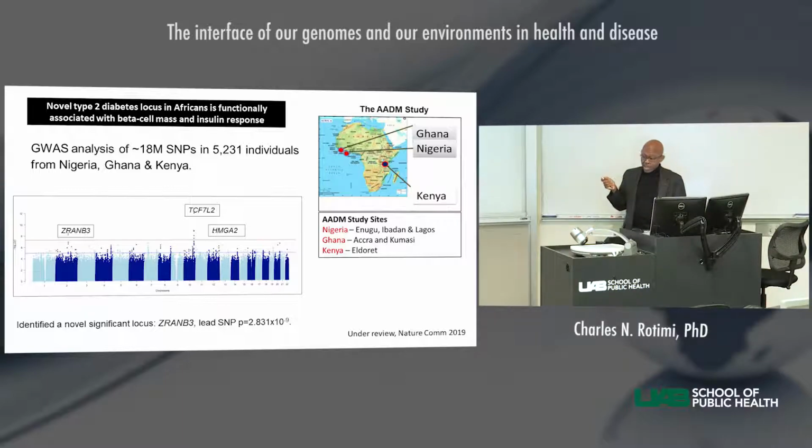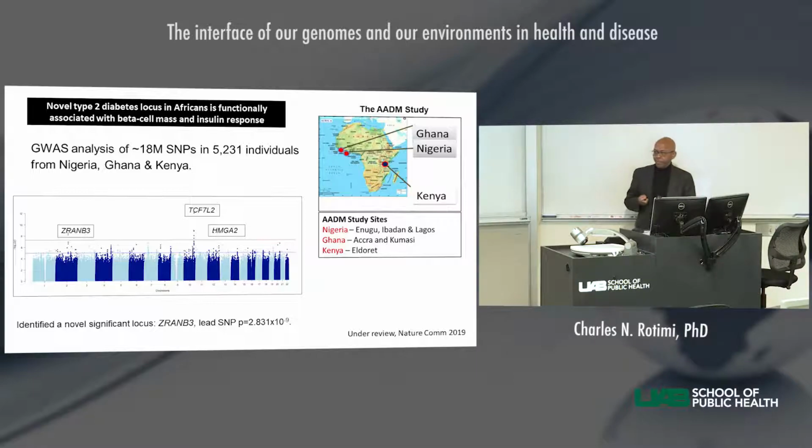So they invited me to be the PI of this study, which we have been doing since, I want to say, 2003, I think. This study has been going on in Ghana, Nigeria, and Kenya, and we've enrolled over 8,000 individuals from these various populations. Recently we did a GWAS on over 5,000, and we picked up known diabetes genes, but we also picked up a new gene here, ZRAMB3, which has not been reported before in any population. The reason, we think, is that the variant we pick up here is African specific. It's monomorphic in other populations.